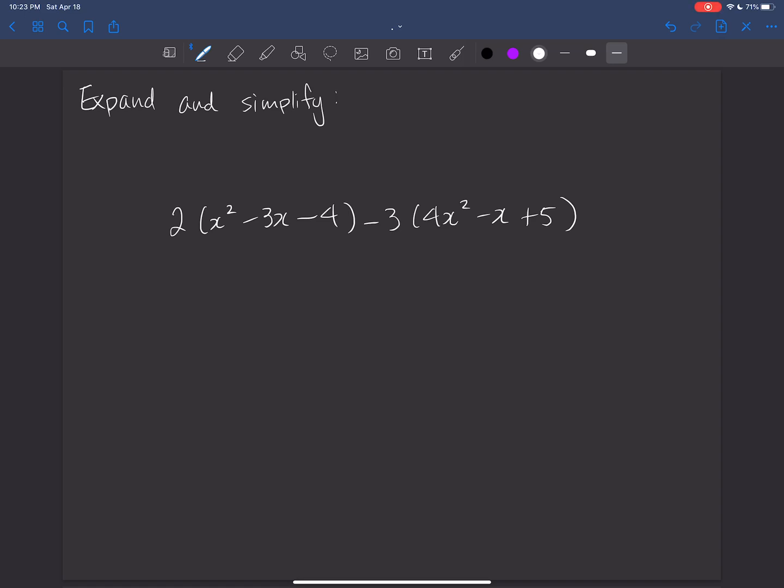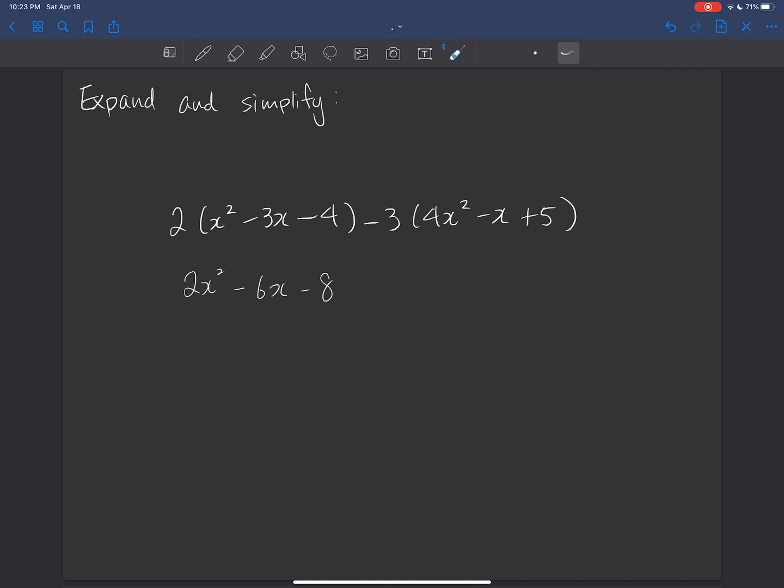Alright, let's expand and simplify this expression. So first off, I want to multiply the 2 to all the terms in this set of brackets. So first, 2x squared. 2 times negative 3x would be minus 6x. 2 times negative 4, so minus 8.